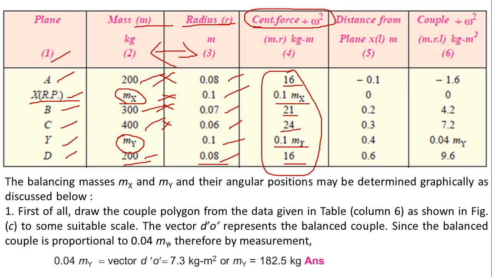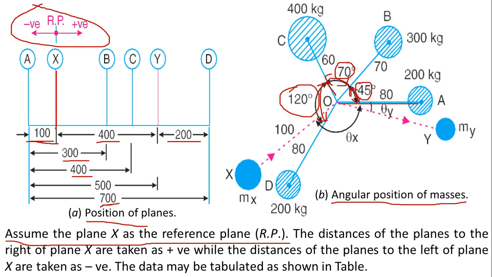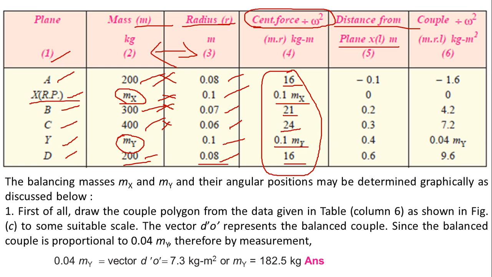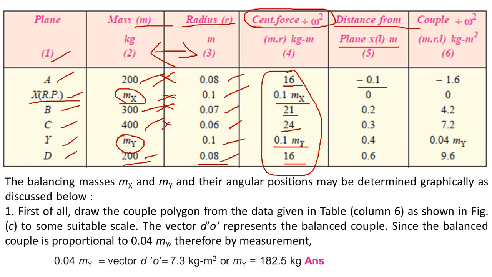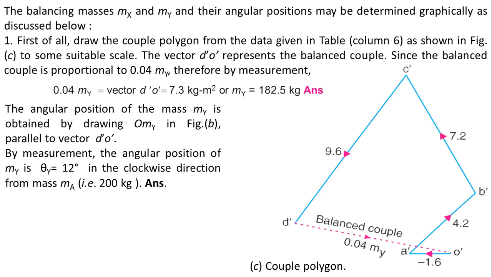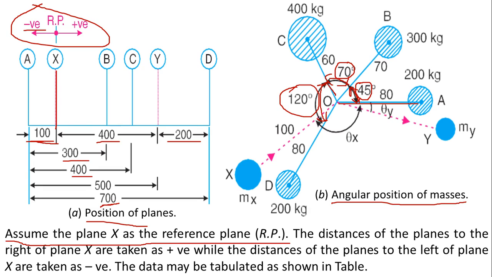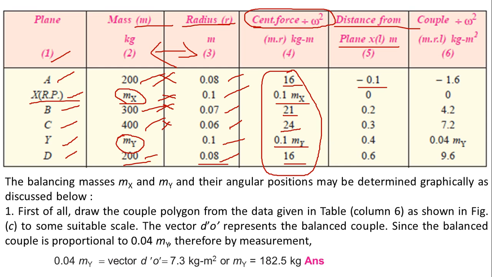Okay, next, the distance from the plane, that is length, what you have drawn here, the position of planes. So this you have to consider again in meters. All these things were given in millimeters. Okay, so considering this as the reference plane, from here to A the value is 100 and it is minus. So minus 100 means minus 0.1 in meters we will take. Then the reference plane X, automatically this is 0. This is the initial reference plane. So you get 0 here.